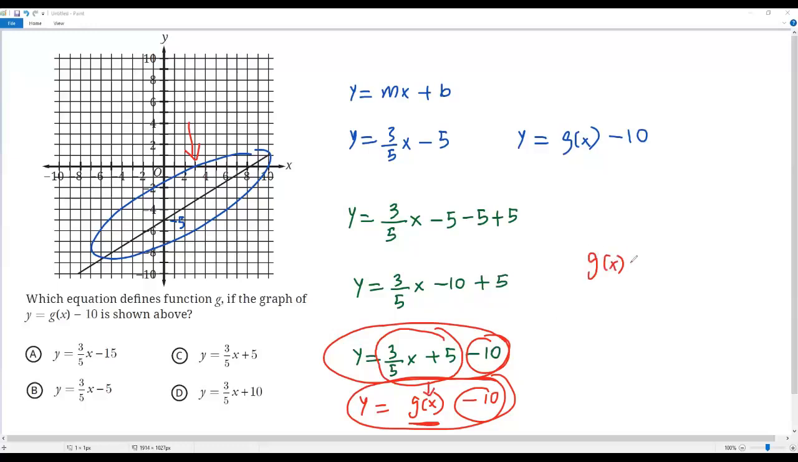So g of x equals 3 over 5 times x plus 5. Let's look at the option where we find y equals 3 over 5 times x plus 5. We find 3 over 5 times x plus 5 in option C. So the correct answer choice for this question is option C.